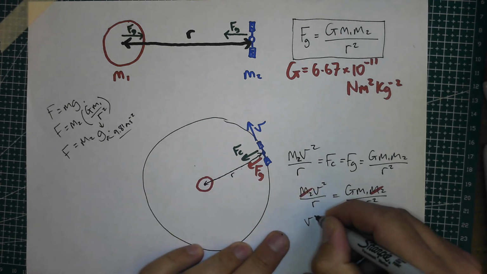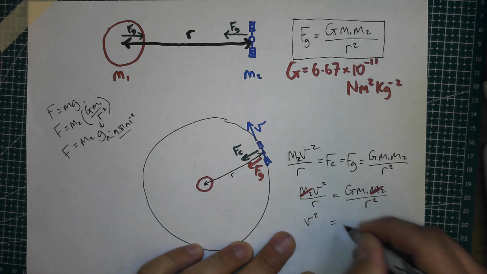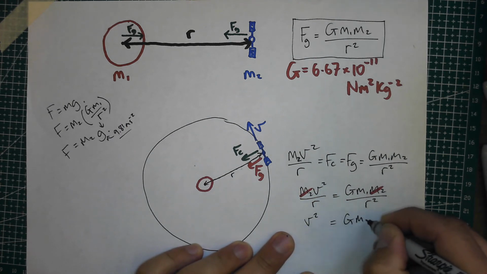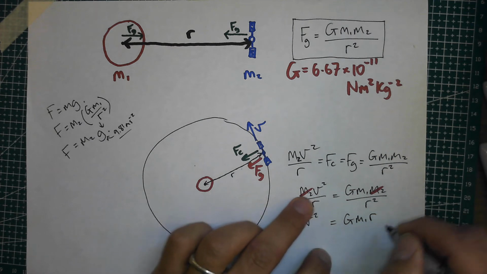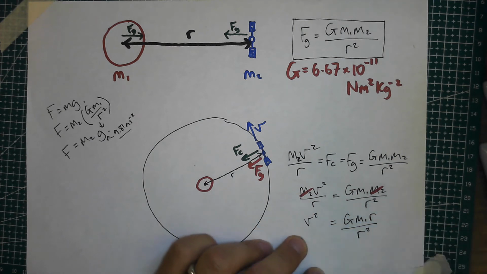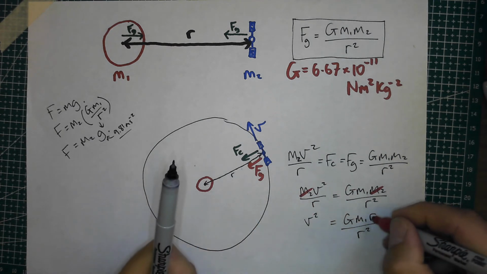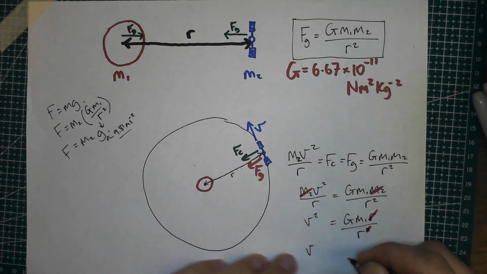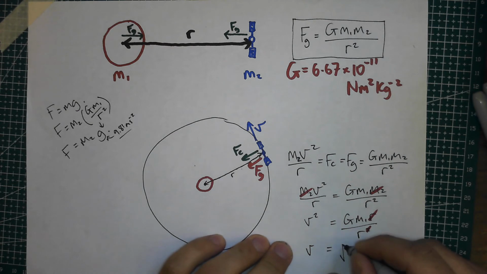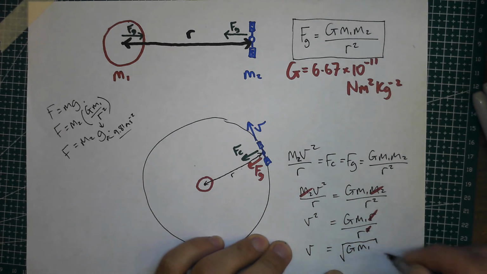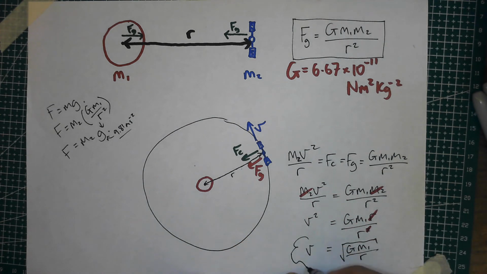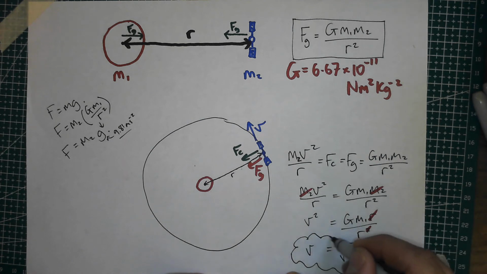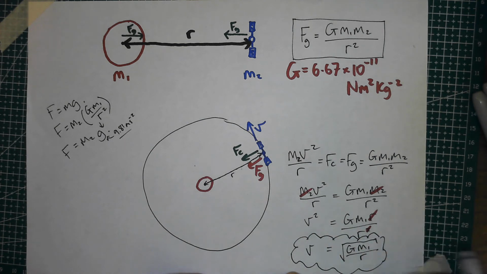So the first thing I do is take this r to the other side, and I get G m1 r over r squared, and that means this and this cancel out, and the velocity of this object is going to be equal to the square root of the universal gravitational constant times the mass of the planet divided by the radius. So this isn't given to you, but often you'll be asked to work out the velocity of the object.